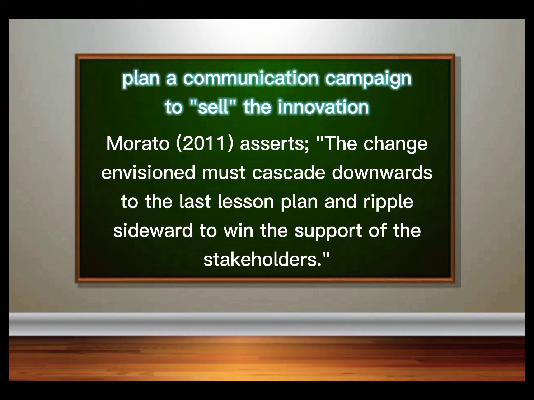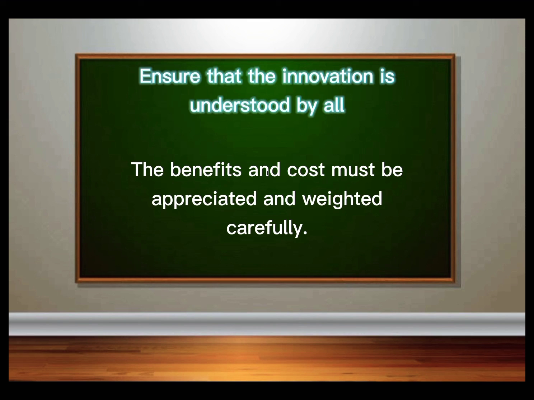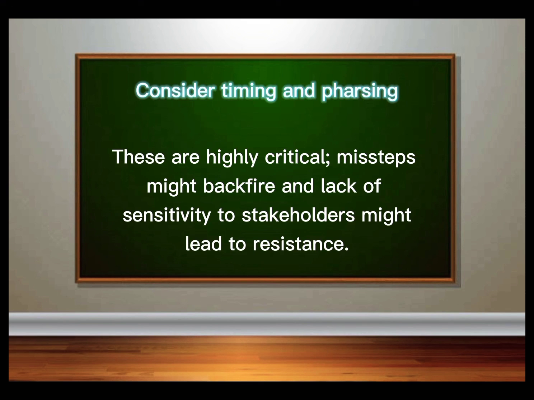Morato 2012 asserts that the change in vision must cascade downwards to the last lesson plan and ripple sideward to win the support of major stakeholders. Number 4. Ensure that the innovation is understood by all. The benefits and costs must be appreciated and weighed carefully. And lastly, number 5. Consider timing and pricing. These are highly critical. Missteps might backfire and lack of sensitivity to stakeholders might lead to resistance.